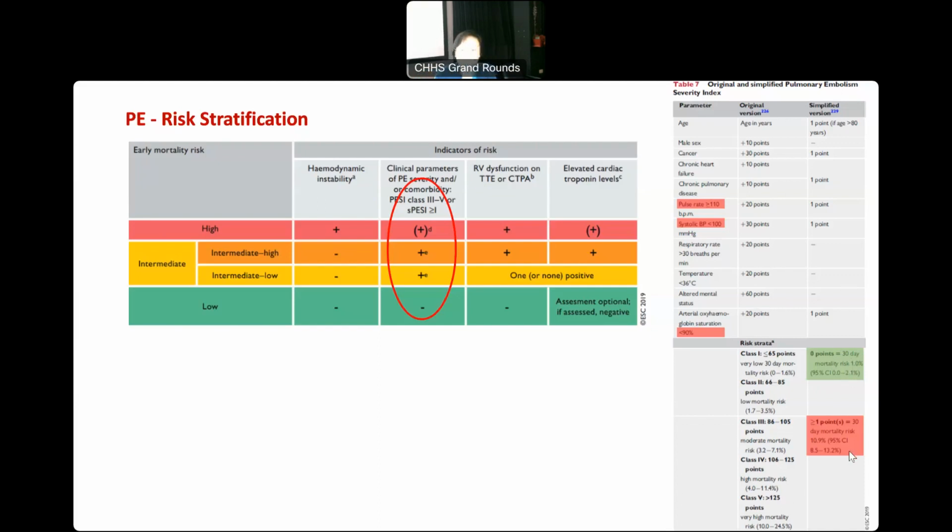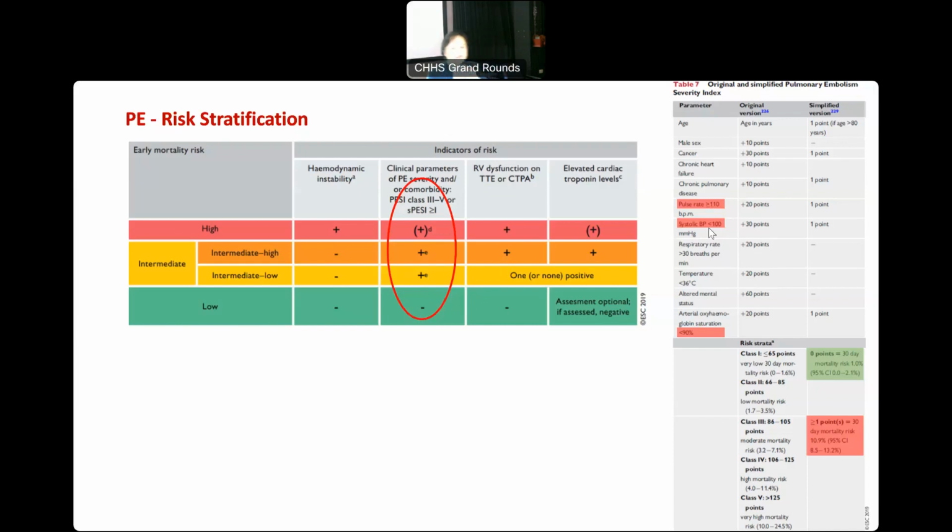What does that tell you? PESI's goal is not for you to rule in severe PE. It's actually to rule out severe PE. So this patient, if you do not have any PESI score, for example, golden number again, pulse rate more than 110, systolic less than 100, but you're not high risk, you're more than 90, isn't it?